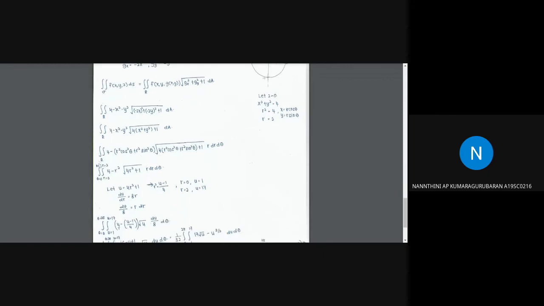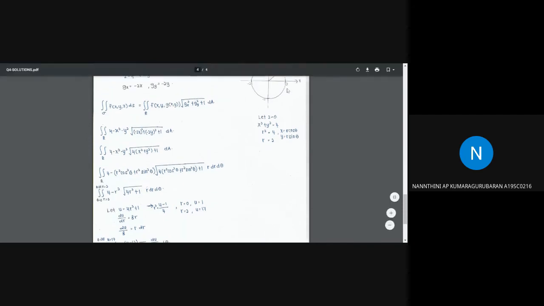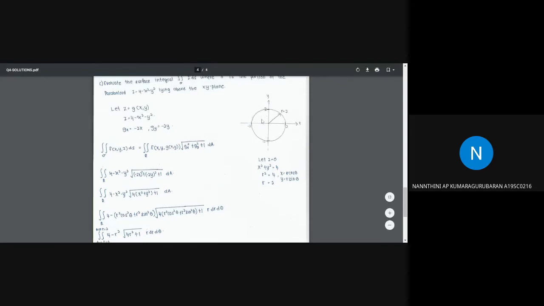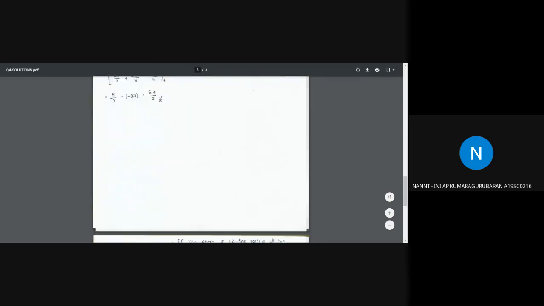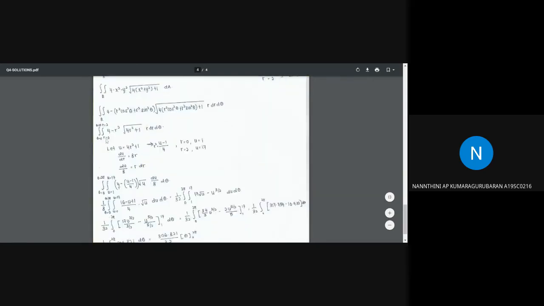And the limits: r starts from 0 to 2, and theta starts from 0 and ends at 2 pi. So we get r equals 0 to r equals 2, and theta equals 0 to theta equals 2 pi.